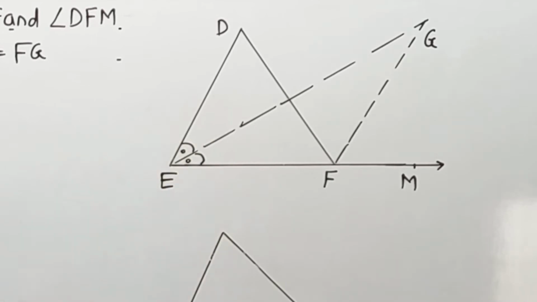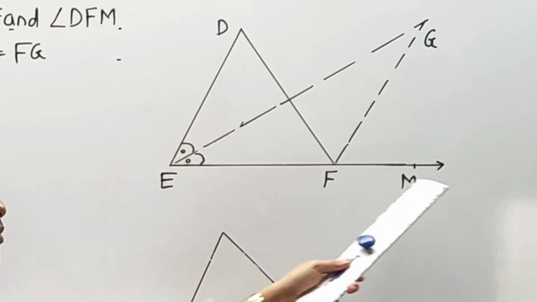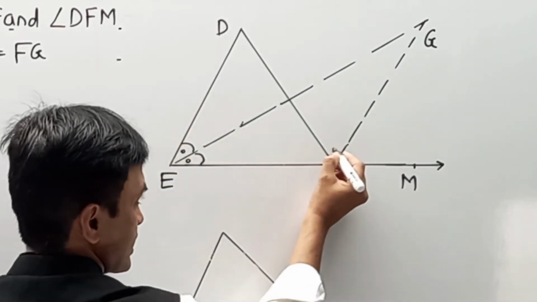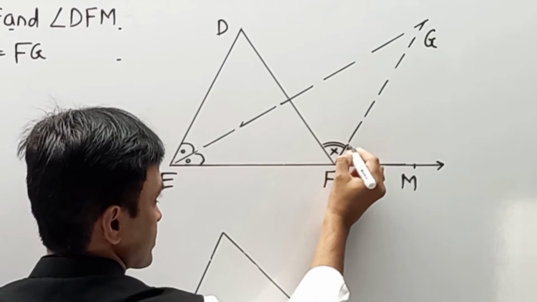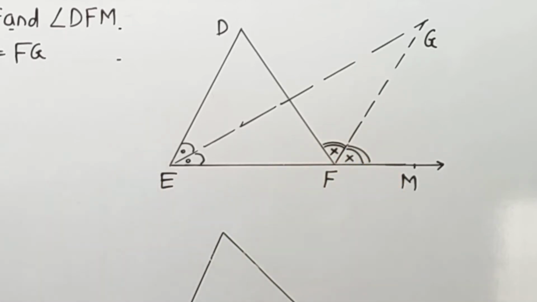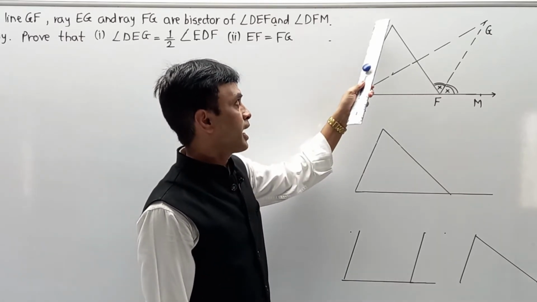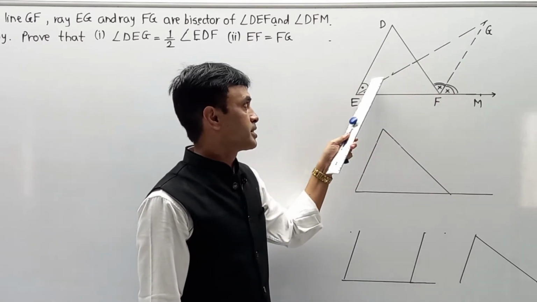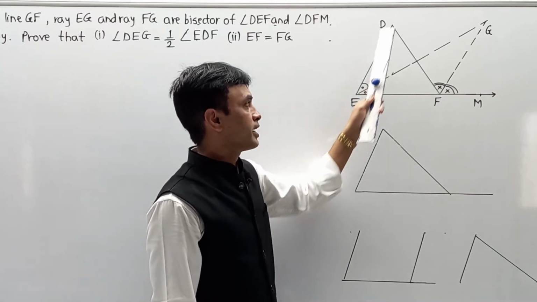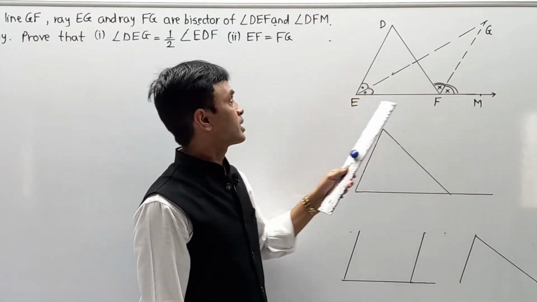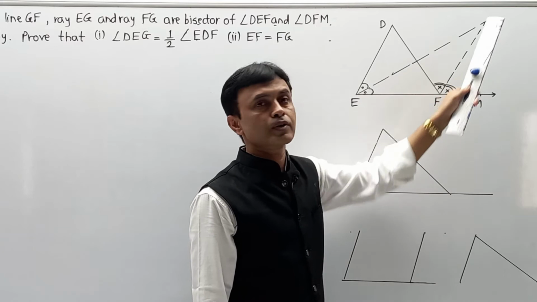They have given the first part. Next, FG is the angle bisector of angle DFM, which means this angle is congruent with this one. Then we have to prove that angle DEG is half of angle EDF, and second, that EF is equal to FG.